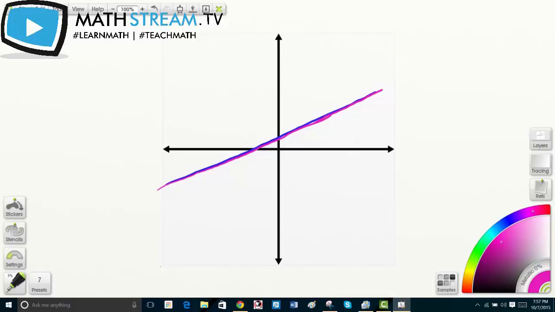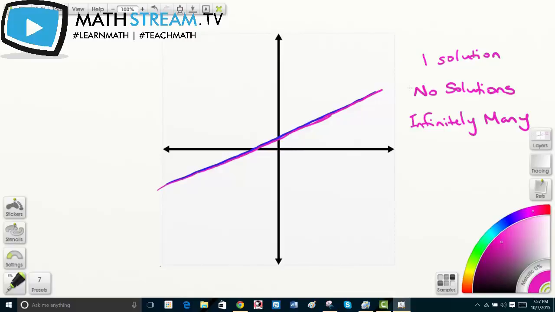Okay, so those are our three possibilities. We could have one solution, that's if they cross. We can have no solutions, that's if they're parallel. And we can have infinitely many solutions. And that's if they are essentially the same line. Okay, that's just topic 1 of lesson 1, which is just a review.